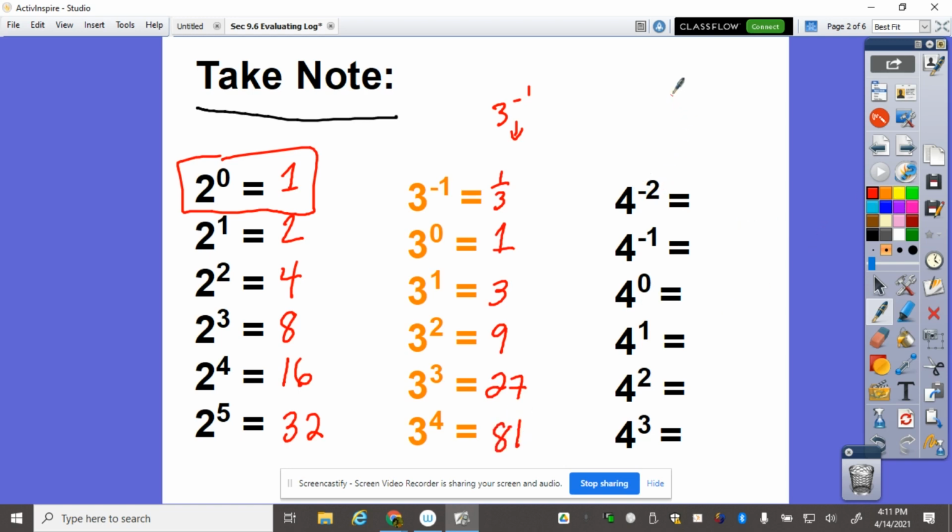4 to negative 2. This will go down as 1 over 4 squared. But 4 squared is 16, so the answer here is 1 over 16. 4 to negative 1, like the previous one, will be 1 over 4. If you notice, the negative exponent will bring the base down, and then you simplify from there. 4 to 0 is 1, 4 to the 1 is 4, 4 squared is 16, and 4 to the third is 64. These are some basic evaluations of exponential expressions.